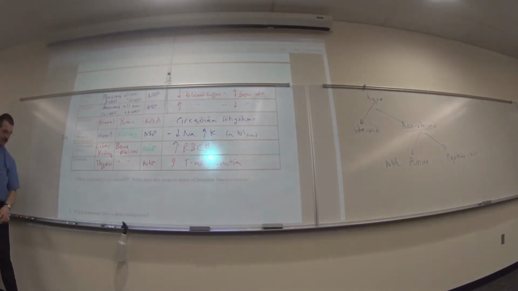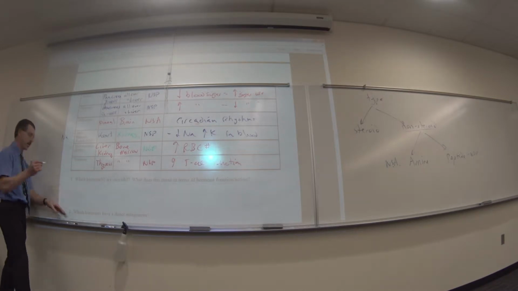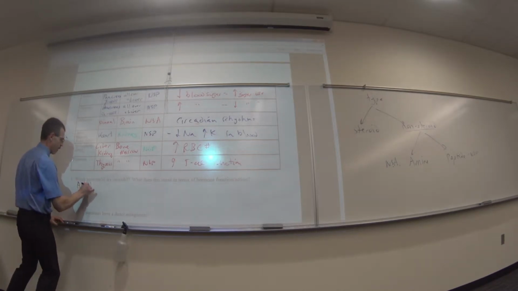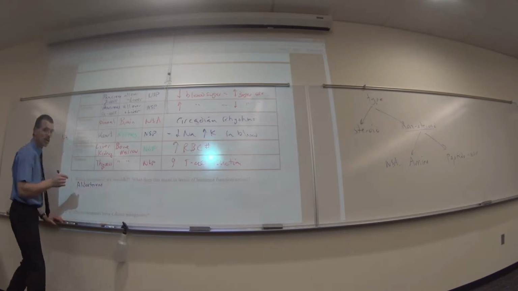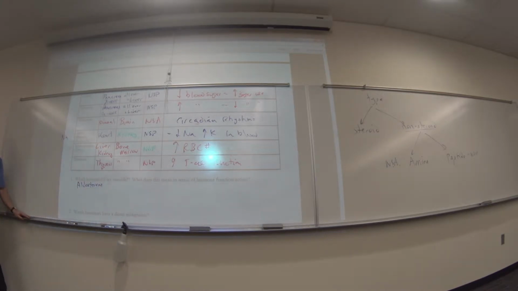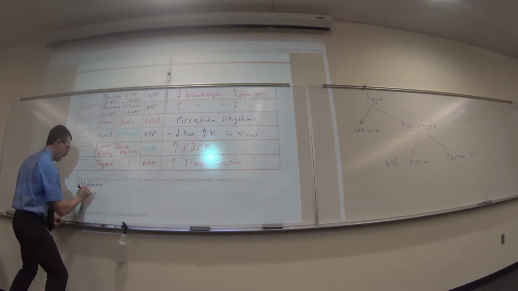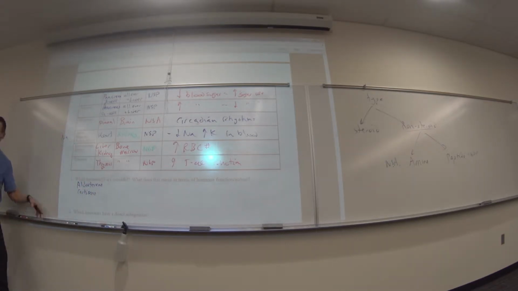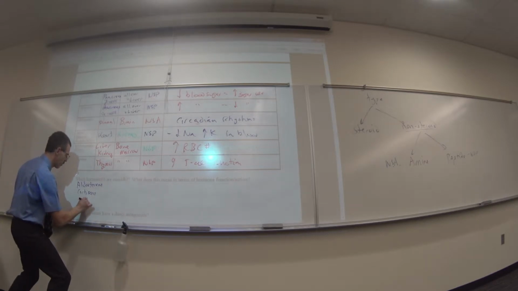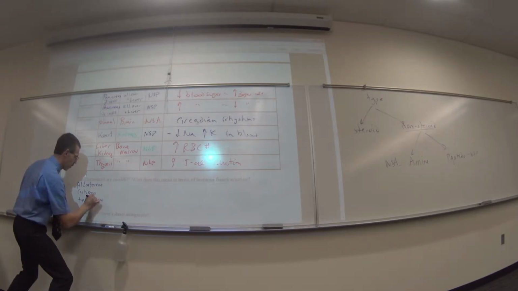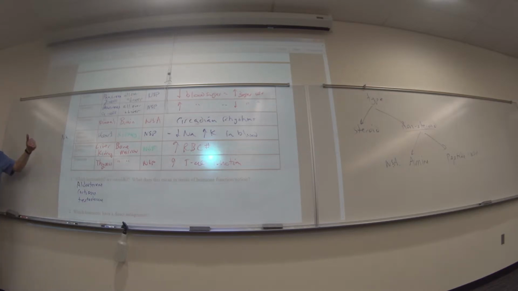Question 1. Which hormones are steroidal? Which ones? There are 3 listed. Okay, we have aldosterone, which is a mineralocorticoid, cortisone, which is a glucocorticoid, and testosterone, which we'll put under sex hormones. So you have the mineralocorticoids, the glucocorticoids, and the sex hormones. Find the ones that say steroidal.